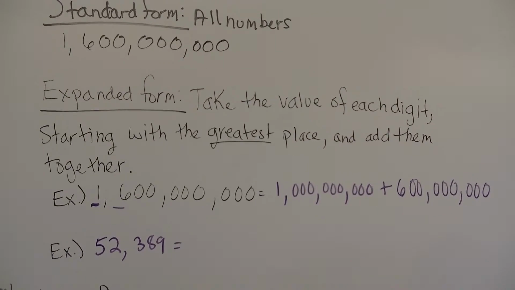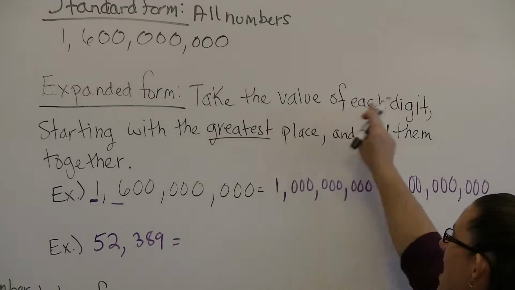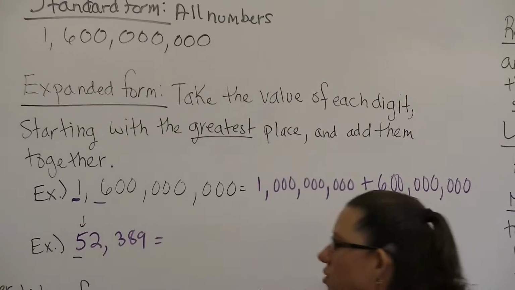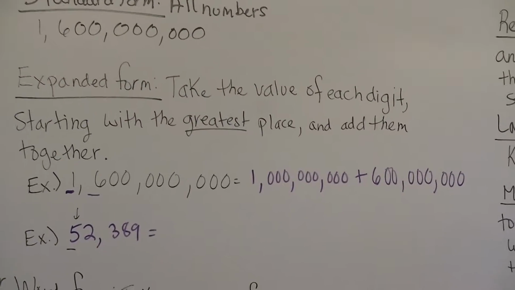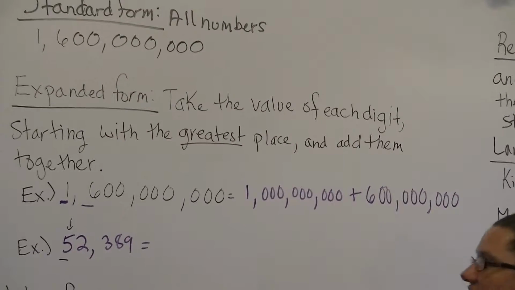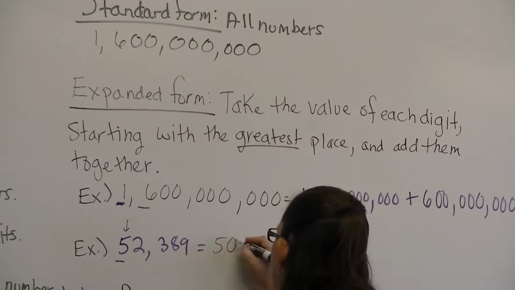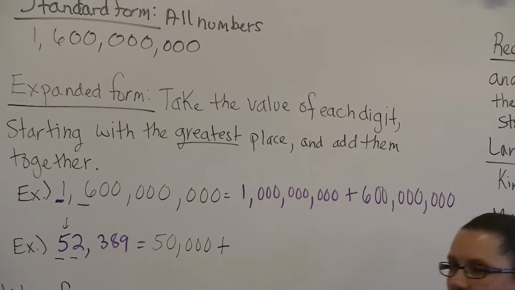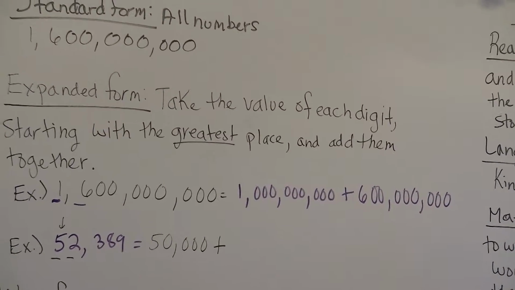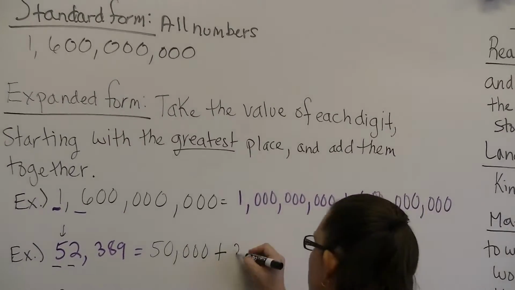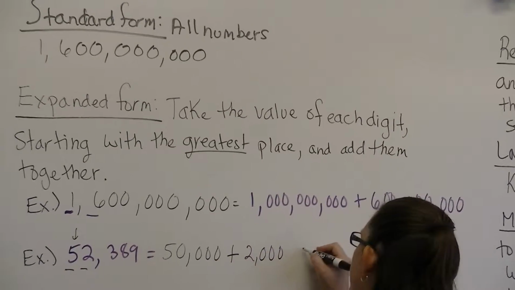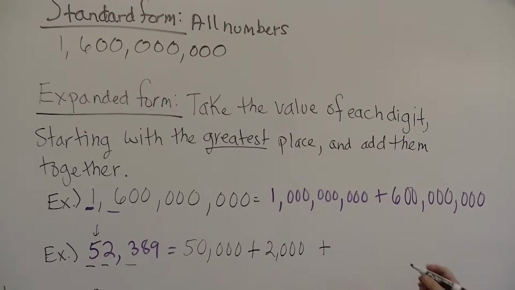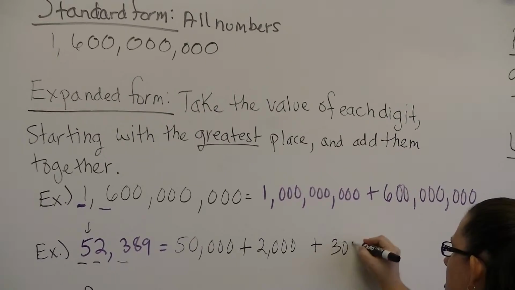All right, now we want to do this in expanded form. So we want to take the value of each digit, starting with the greatest. That's the 5. 5 is in the what place? The 10,000s place. So what is the value of that 5? It's 50,000. So I'm going to write 50,000 plus, I'm going to go back over here to my 2. 2 is in the thousands place, so its value is 2,000. So I'm going to add 2,000 plus, I go back here to my 3. 3 is in the hundreds place, so its value is 300.